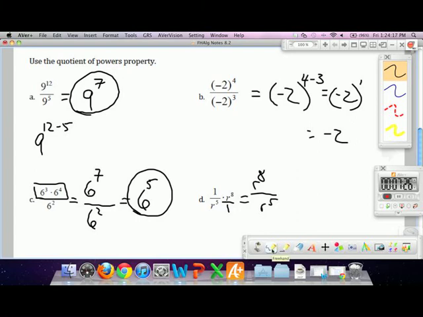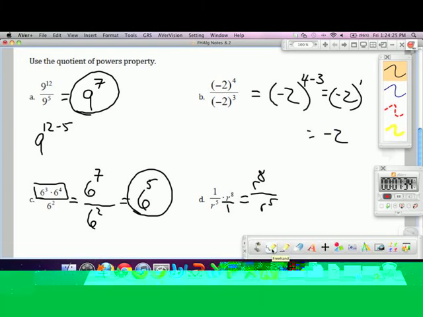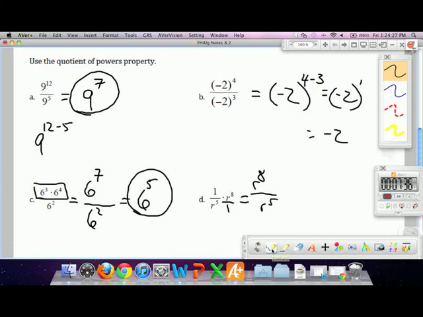So now that we've got 1 fraction, and we've got the same base, r and r, now we can combine this. Division means, what do we do to the exponents? Subtract them. R to the 3rd power.